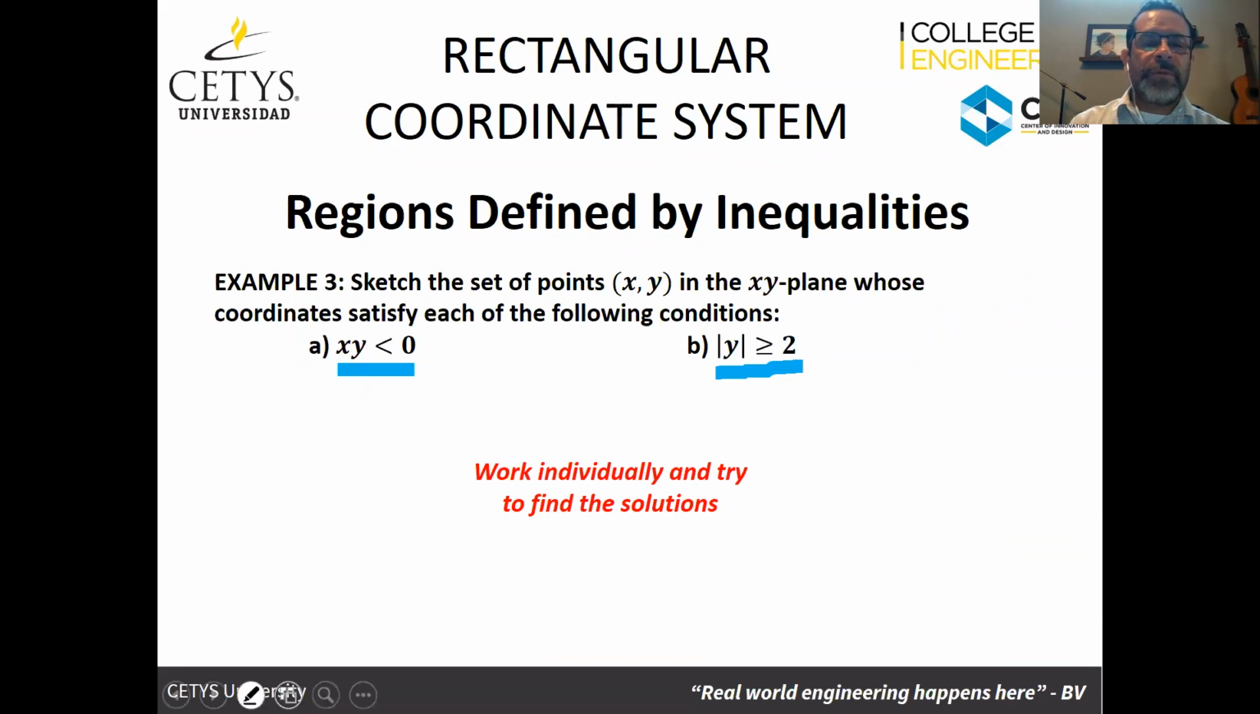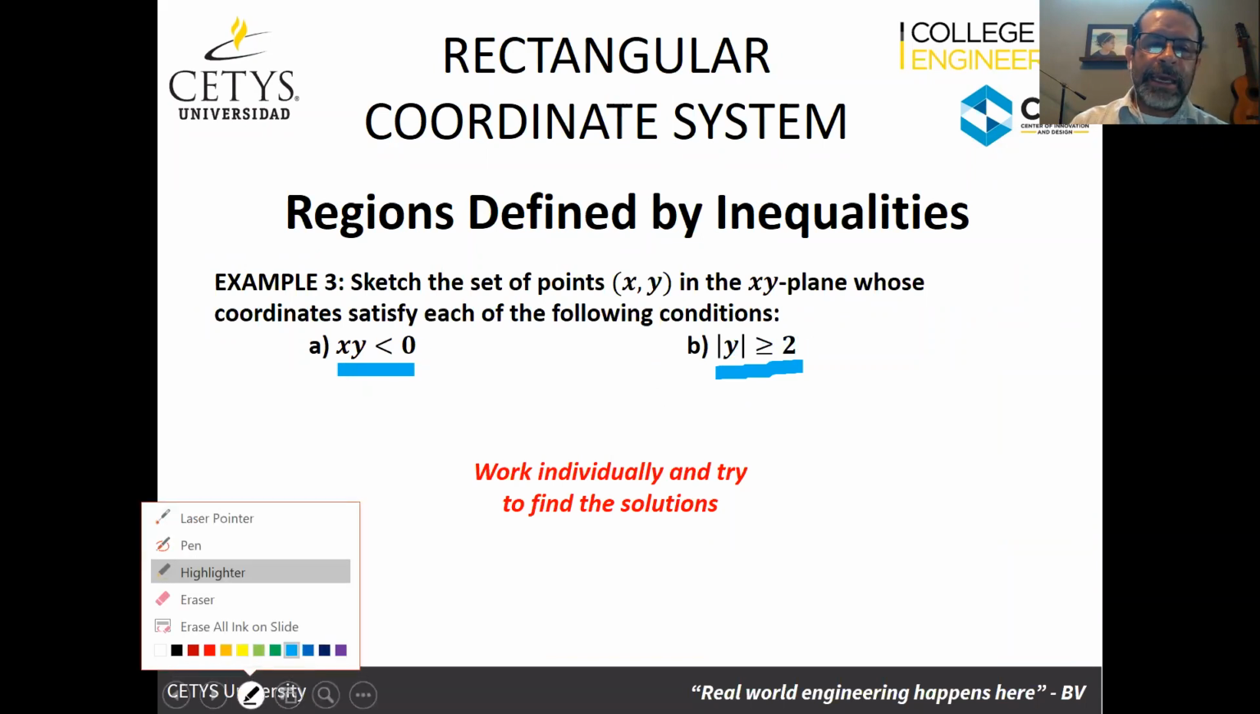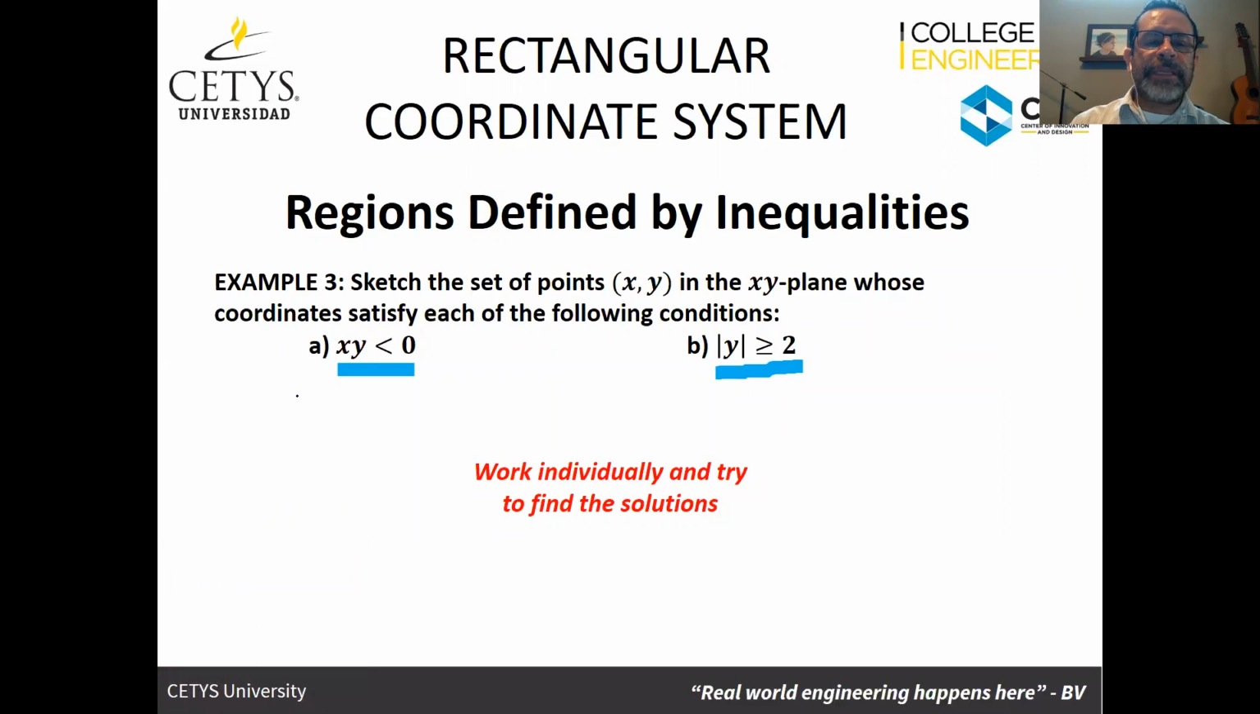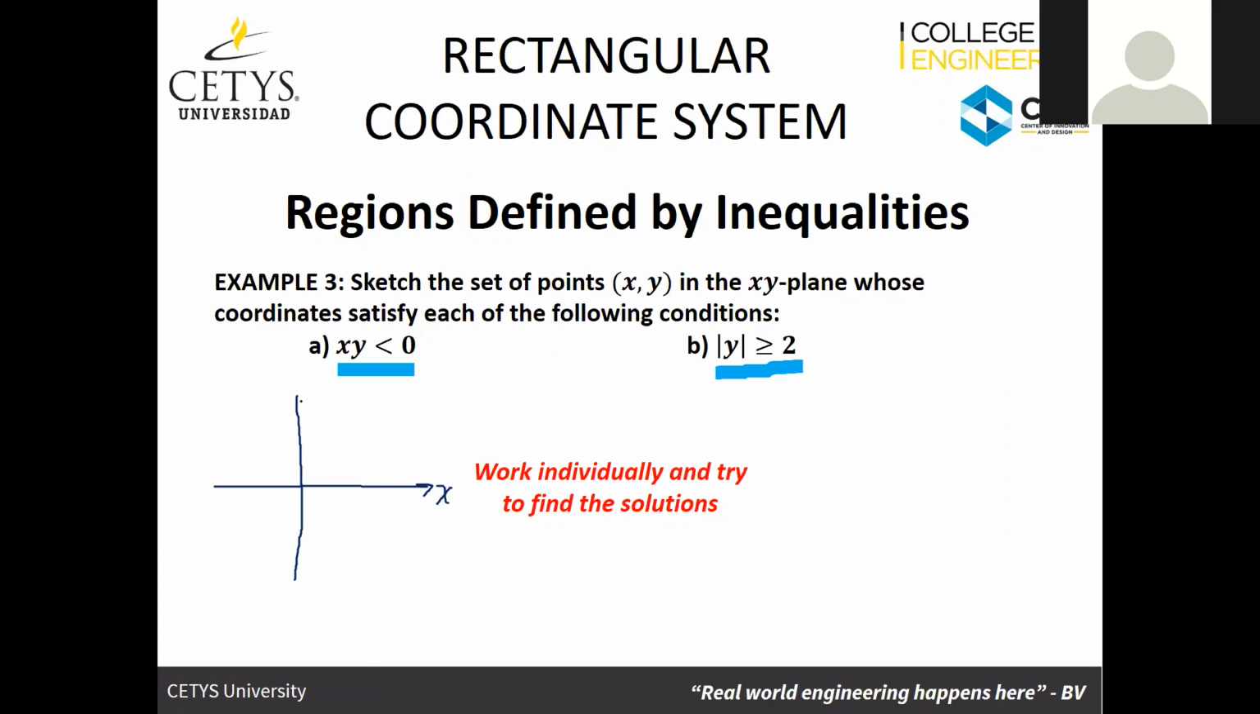So what does the first one mean? It says that xy is less than 0, okay? This means that the multiplication of x and y has to be what? What is the sign of the multiplication of x and y? Negative. Negative, correct, Jose. The multiplication of x and y has to be negative, okay? Under what conditions does that occur?